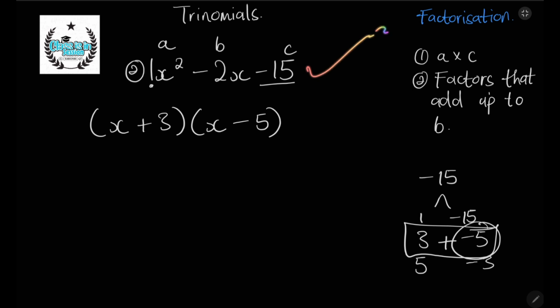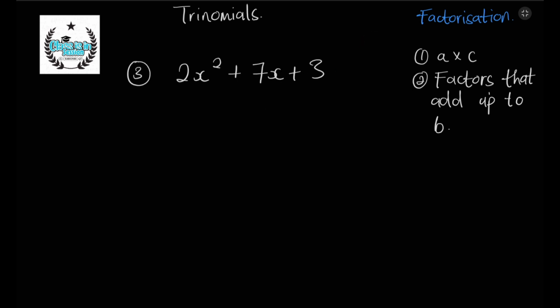Let's move to the third example. Now let's try an example where the coefficient of A is greater than 1. Remember, this is your A, that is your B, and that is your C. Normally, you had 1 as a coefficient. In this case, you have 2. How do we solve this? We first follow the same steps. You start with 2 times 3, which is a positive 6.